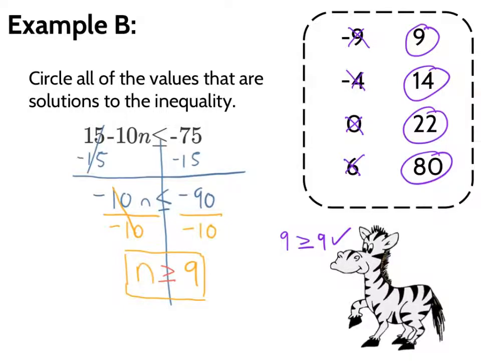So again, I found all of the solutions to my inequality, and this time 9 was included because it asked for things that were equal to. And since it was equal to 9, it was a solution to my inequality.